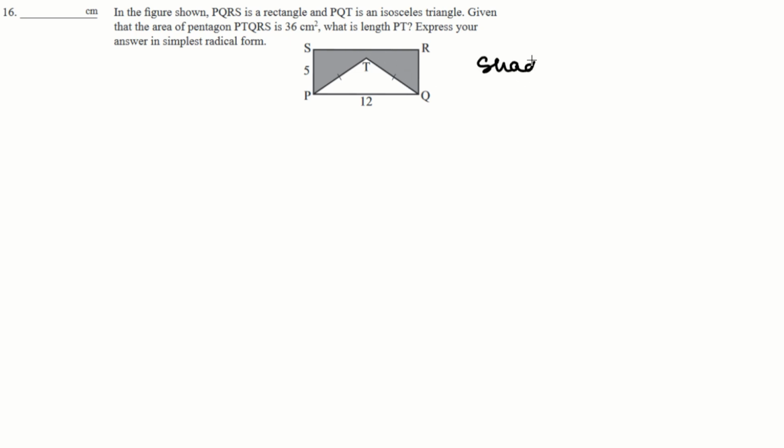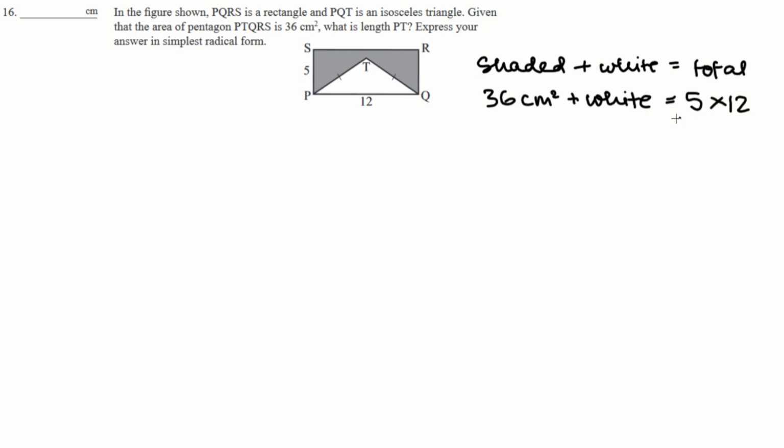So shaded plus white area is total area. And here's what we know. We know shaded is 36 centimeters squared plus white area, we don't know its area, equals total. Well, it's a rectangle and it has one side length 5, one side length 12. So the total area is 5 times 12, which is 60 centimeters squared. That means the white area is 60 minus 36, which is 24 centimeters squared.